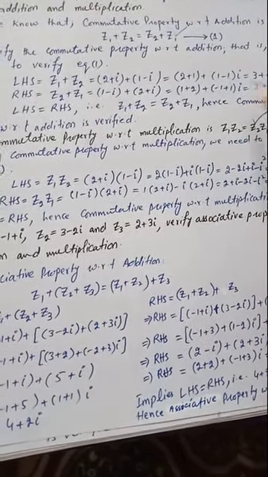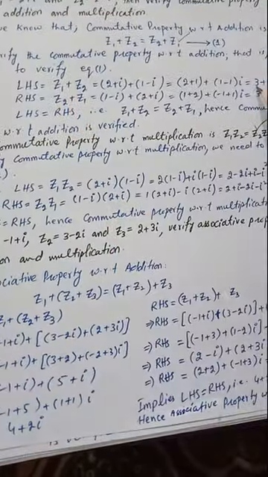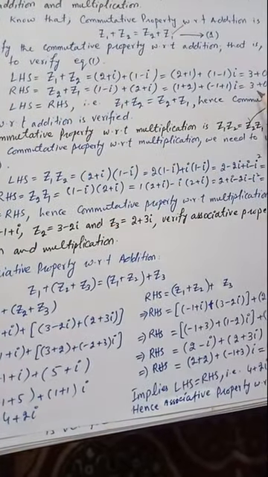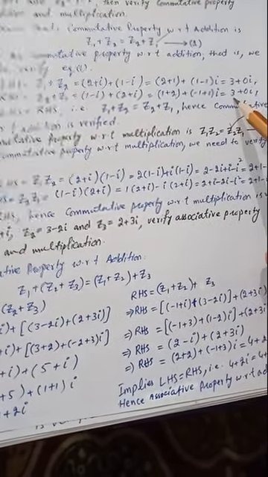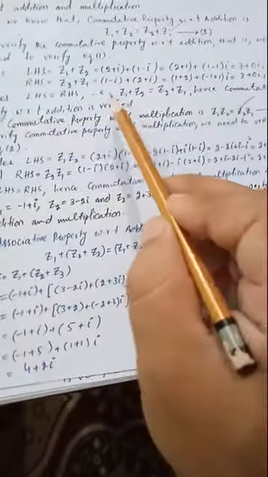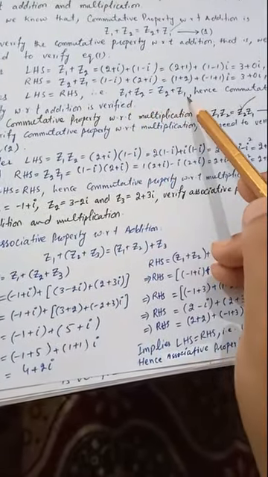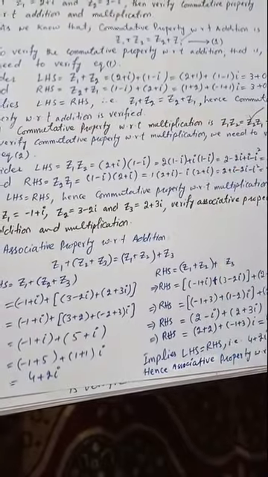So you clearly see that z1 plus z2 is equal to 3, and z2 plus z1, which is the right hand side, is also equal to 3. So you see that z1 plus z2 is equal to z2 plus z1. So the commutative property holds.